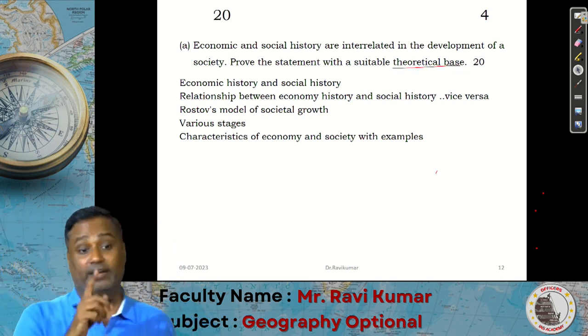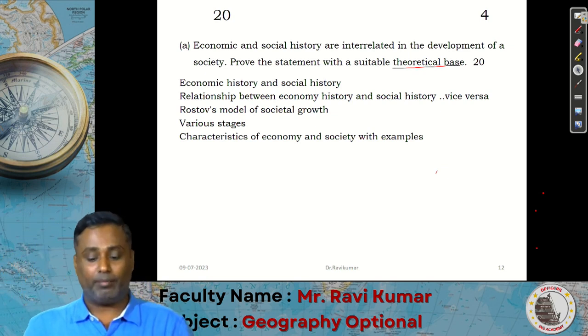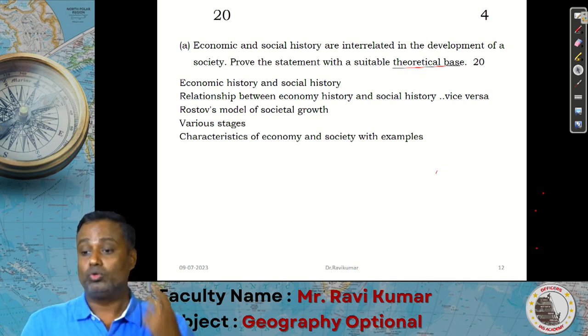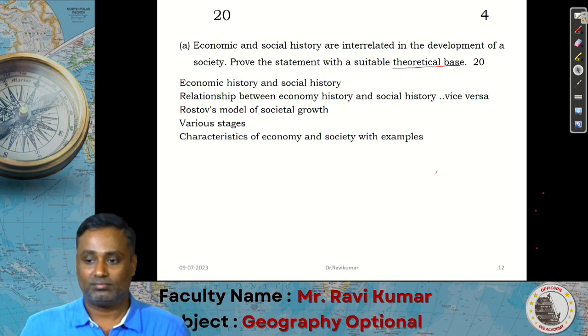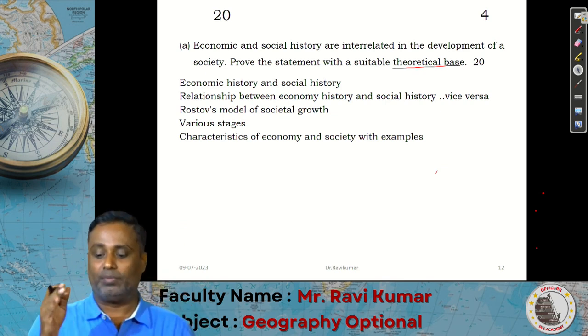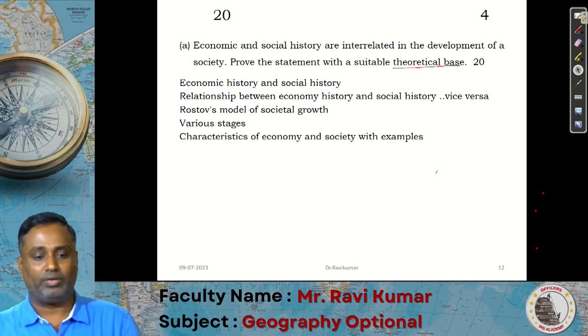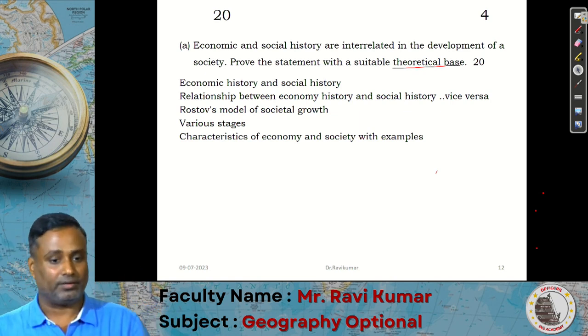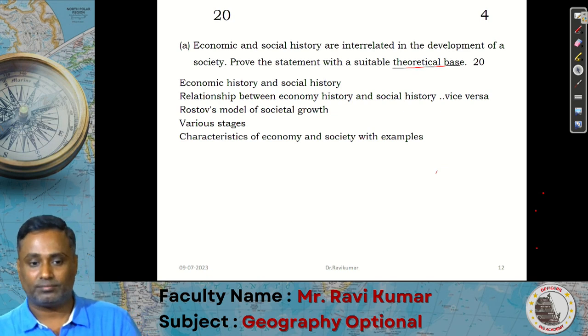See, they didn't ask directly for Rostow. They are asking you to find the best suitable theory. Now you should select Rostow yourself, and you should give a justification for why you are selecting Rostow. Suppose they said prove the statement with Rostow's theoretical base, it would not be an issue at all. We could start writing from Rostow. But explicitly they didn't give us Rostow, so we have to select it.